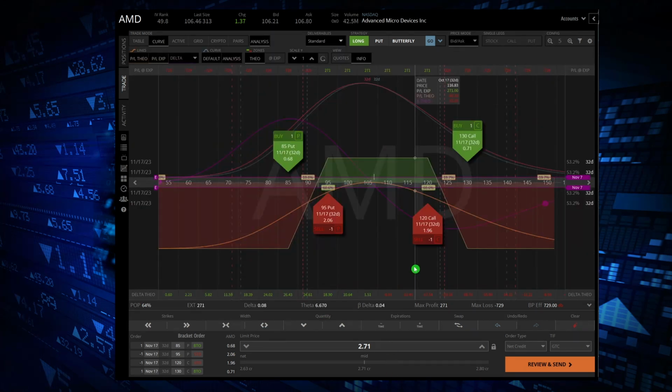Looking at the trade analysis tab, we can see that our trade will be profitable if the price action stays in between our short strikes of 95 and 120 at expiration. But we will look to take this trade off before expiration. In a perfect scenario, price action will hold between our short strikes, and we will close the trade when there are only 21 days remaining.